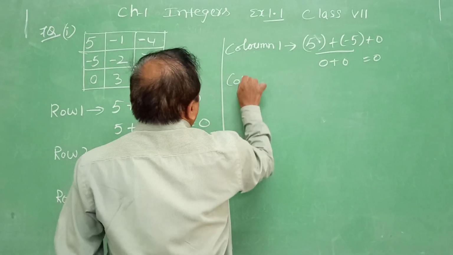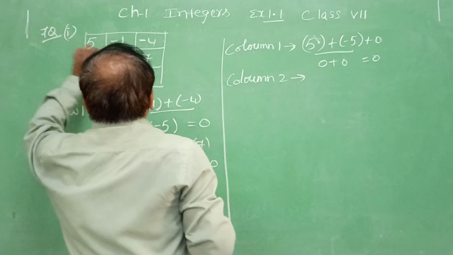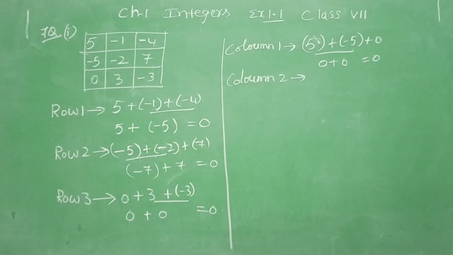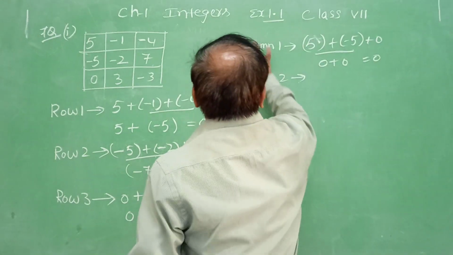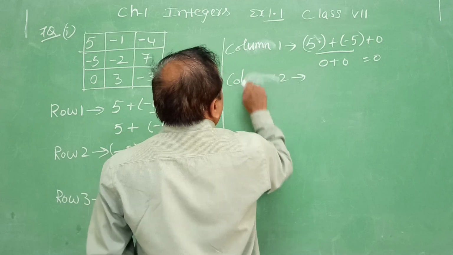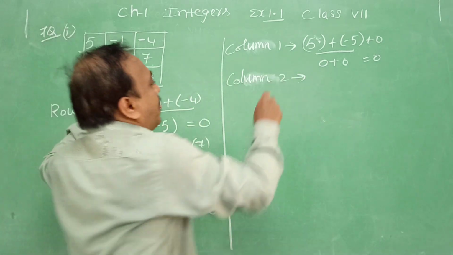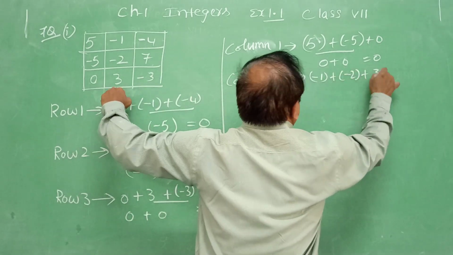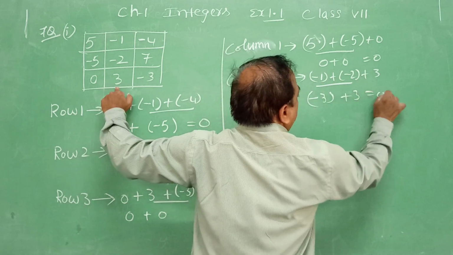Then column 2. In column 2 also, column 2 is this one: minus 1 plus minus 2 plus 3. So minus 1 minus 2 will give you minus 3, plus 3 is equal to 0.